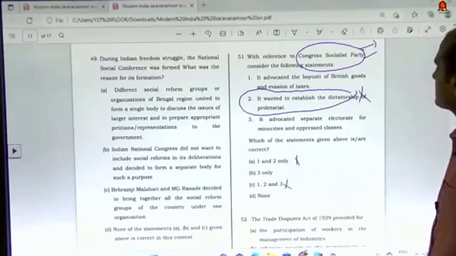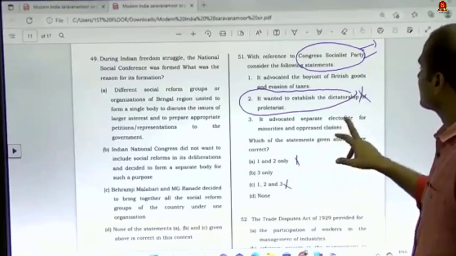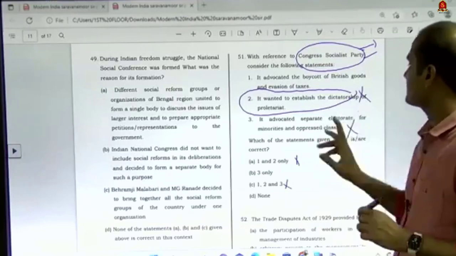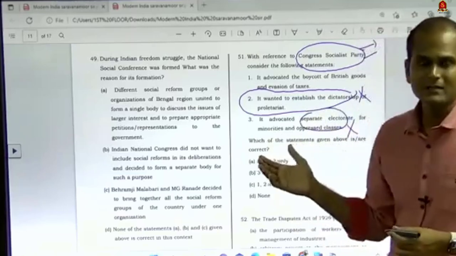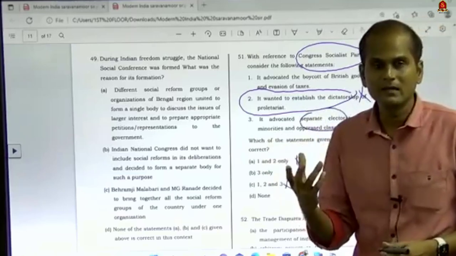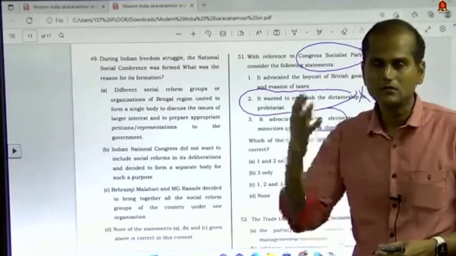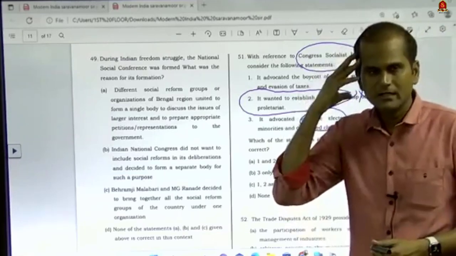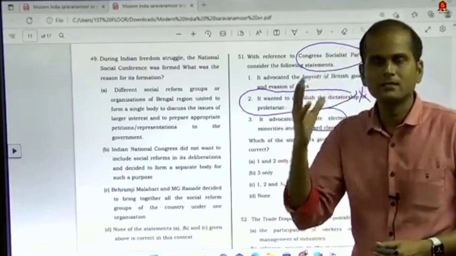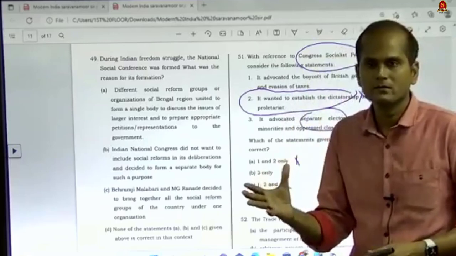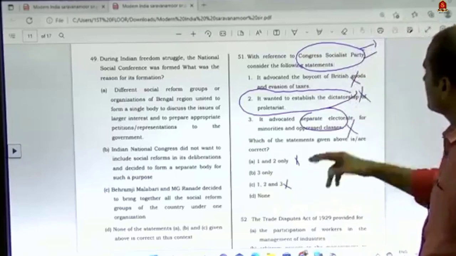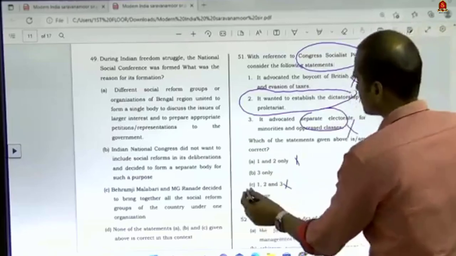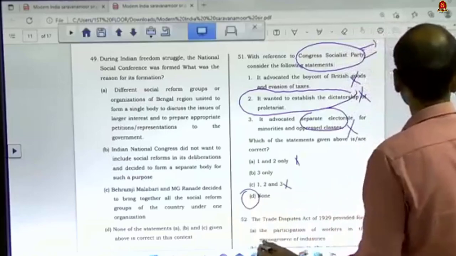Then straight away you can come to it: advocated separate electorates for minorities. No one would advocate a separate electorate system at that time. So this is the way. Actually, I also don't know exactly about this, but by using your prior knowledge, don't panic. First and foremost thing in the case of UPSC, don't panic. Be Mr. Cool, you will get it. So automatically, advocated boycott of British, no. Automatically, the answer is D. D is the answer.